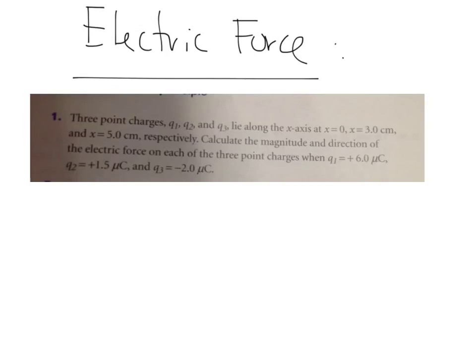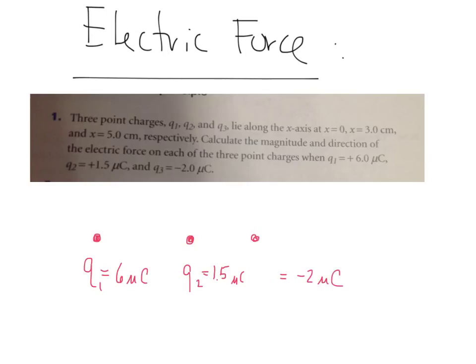Three-point charges Q1, Q2, and Q3 lie along the x-axis at x equals 0, x equals 3.0 centimeters, and x equals 5.0 centimeters, respectively. Calculate the magnitude and direction of the electric force on each of the three-point charges when Q1 equals positive 6.0 microcoulombs, Q2 equals positive 1.5 microcoulombs, and Q3 equals negative 2.0 microcoulombs.